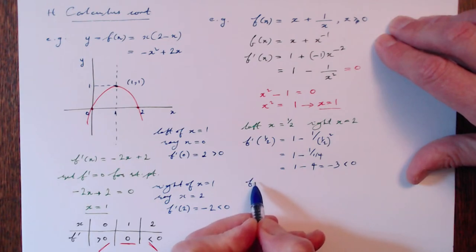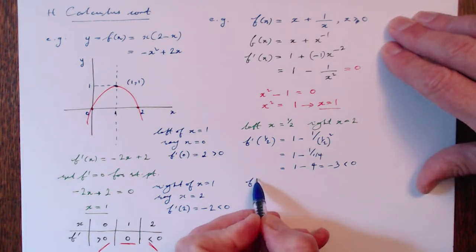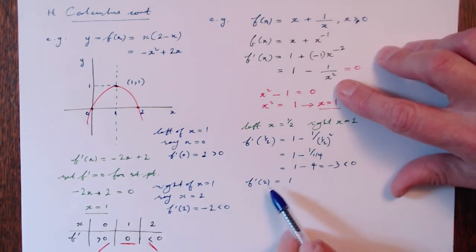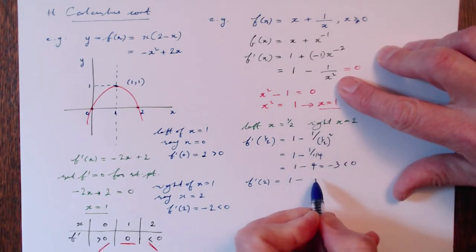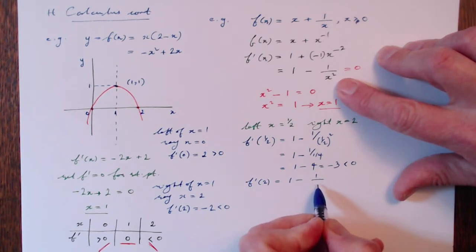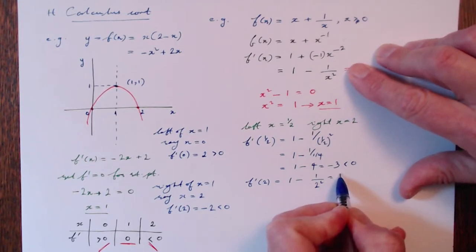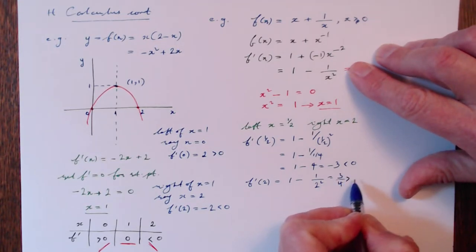Let me look on the other side then, to the right. I've chosen x equals 2. So putting that into the derivative, I have 1 minus 1 over 2 squared, which is 1 minus 1/4, which is 3/4, which is positive.